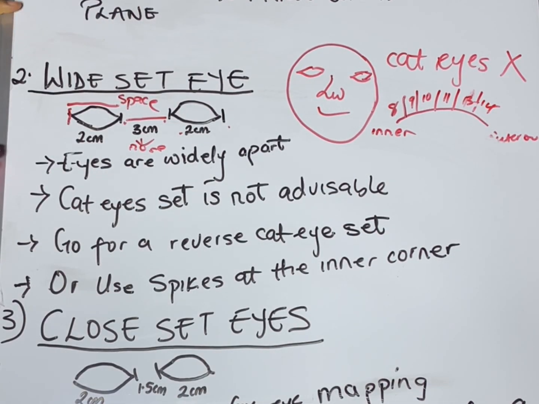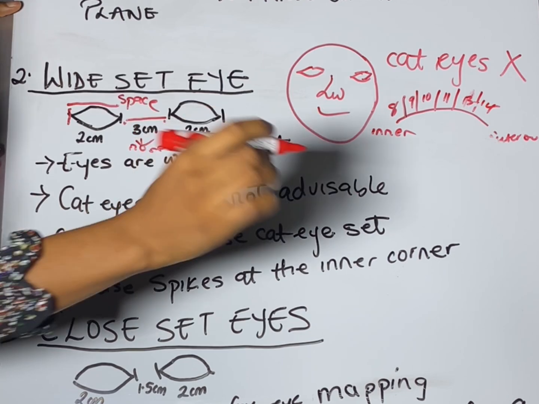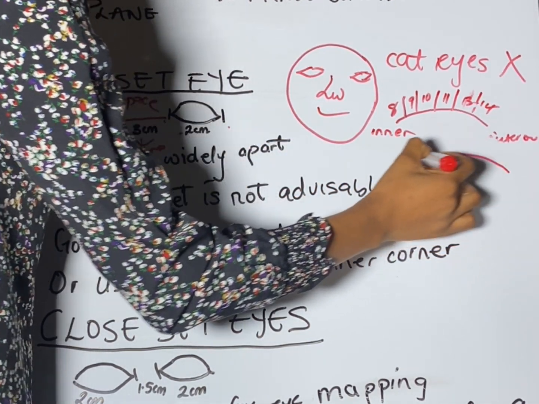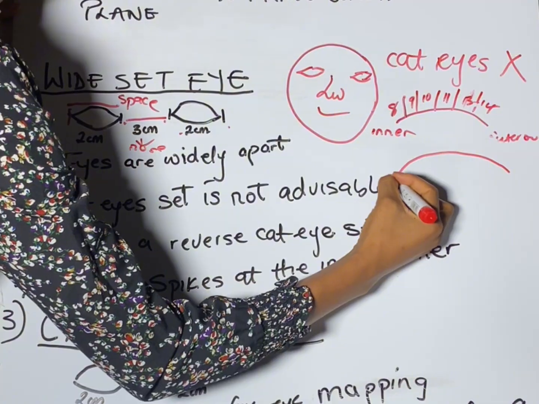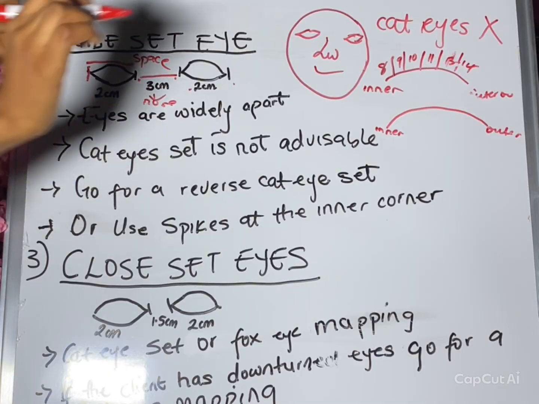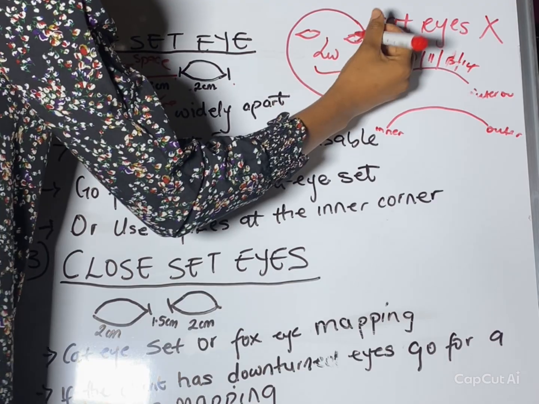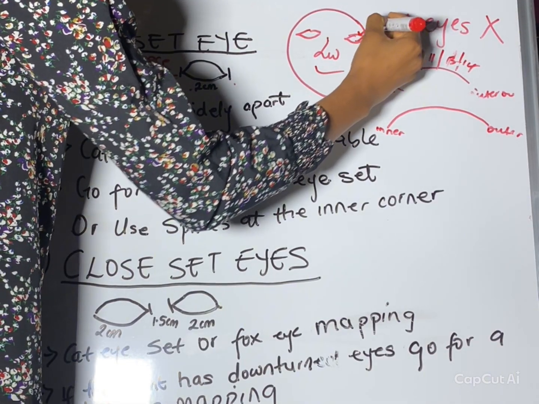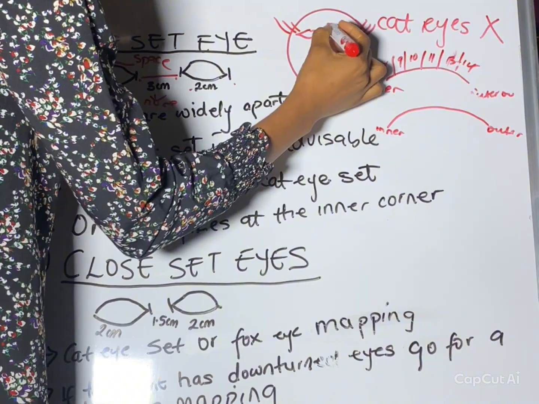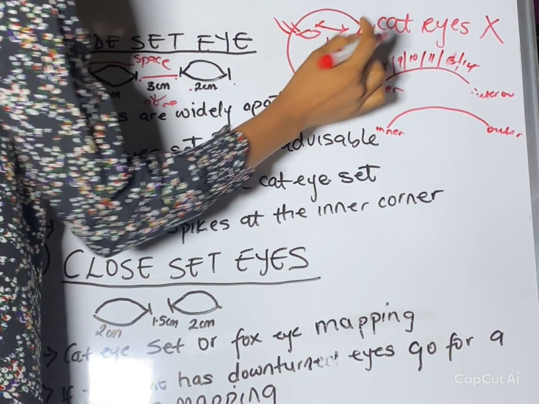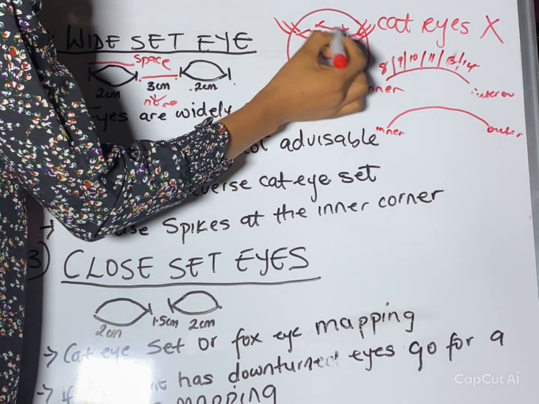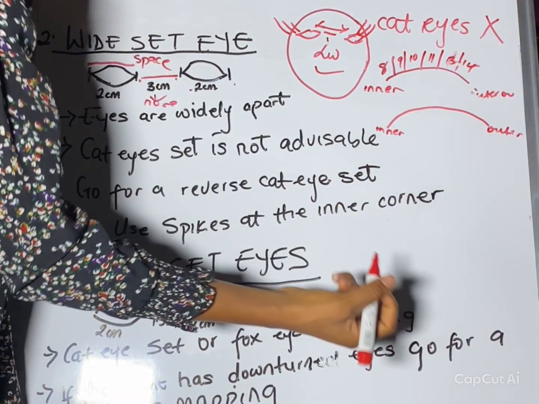That's for cat eye. But for the reverse cat eye, this is the mapping. We go like this, and this is our inner corner, and this is our outer corner. We're not going for cat eye because when I do a cat eye on these clients, that means making the inner corner longer. I'm only elongating this space, and I don't want this space to be longer. I want this space to be smaller. So that's why we have the reverse cat eye.